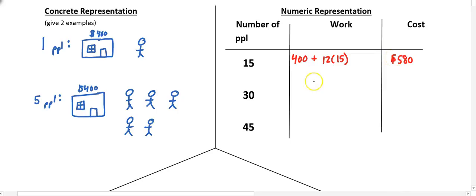If I have 30 people attending, it's $400 plus 12 times 30 people. 12 times 30 is 360, plus 400 gets us $760. If I have 45 people attending, it costs me $400 plus $12 times the 45 people, so 12 times 45 is 540, plus 400 costs us $940.